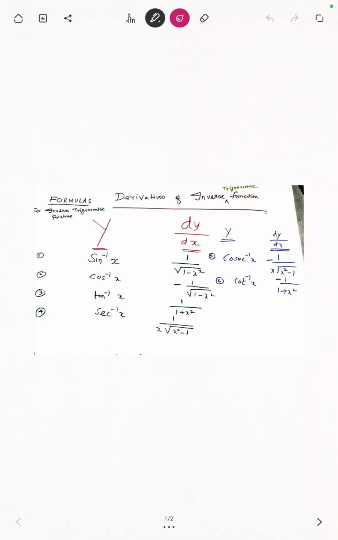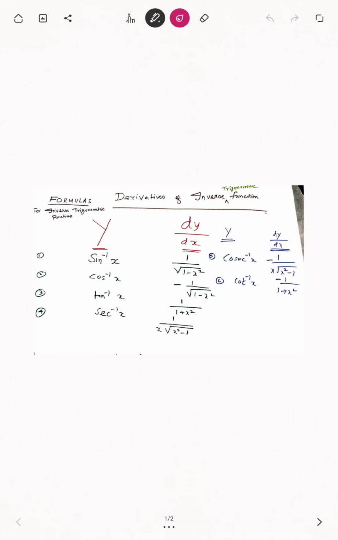Hello, my dear student. Today I am taking differentiation of inverse trigonometric functions. Before differentiating inverse trigonometric functions, certain rules are to be adopted. First, I am explaining that. First category, y, dy by dx.